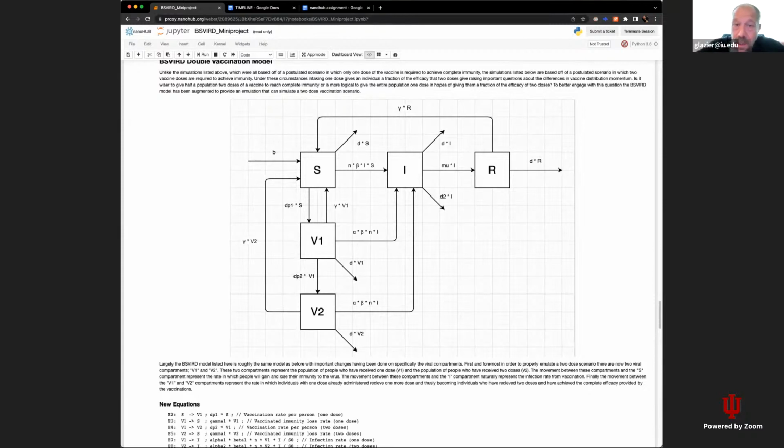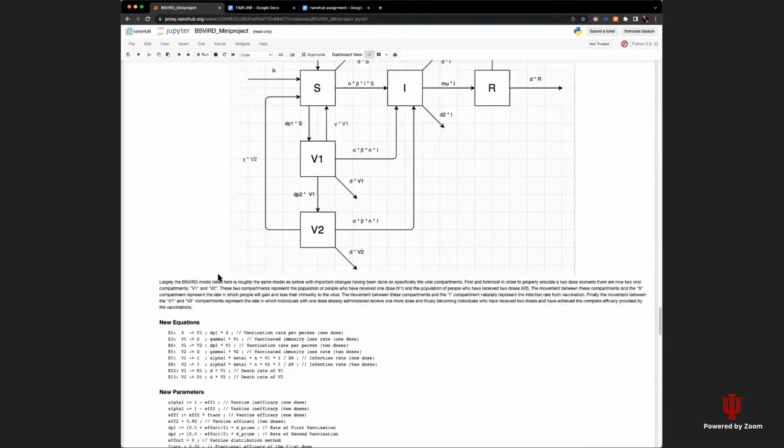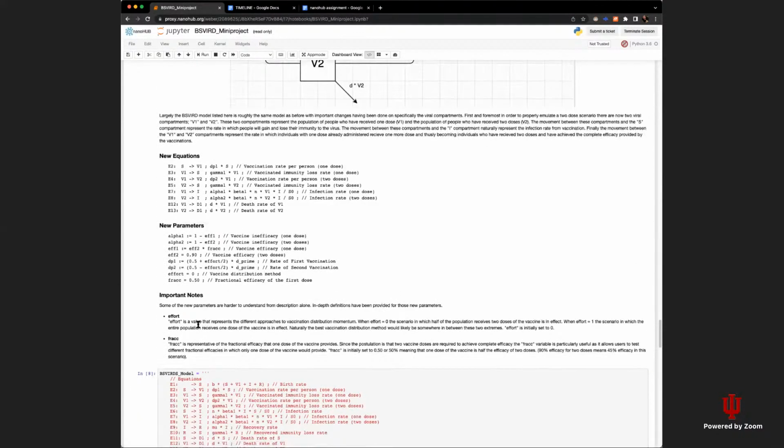Well, it sounds like there were some typos that need to be fixed. Sounds like they didn't define effort very well. Yeah, I remembered it when I first read it, but let me see. So effort is the value that represents the different approaches to vaccine distribution momentum. Okay, so yeah, it is. I think it's just how much they try to release the vaccination, how many people they're vaccinating. Is that right? Okay, yeah, it completely slipped my mind during the presentation, but you can't remember everything.